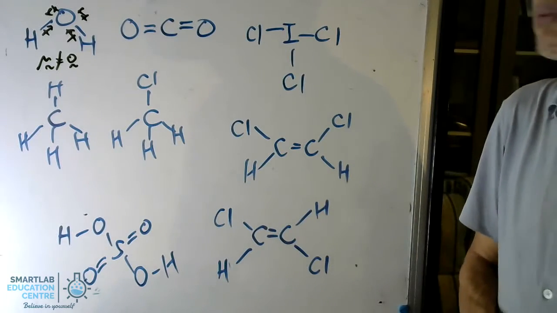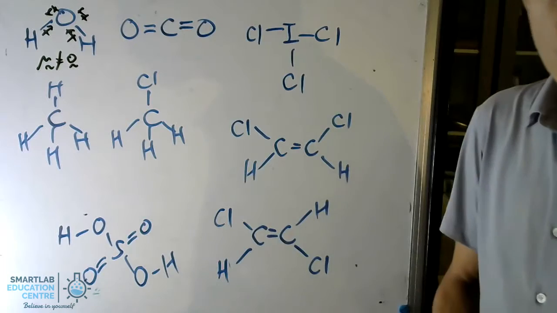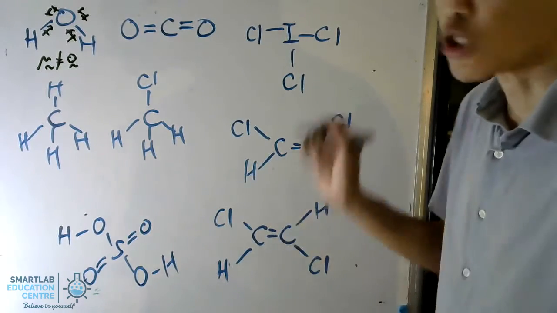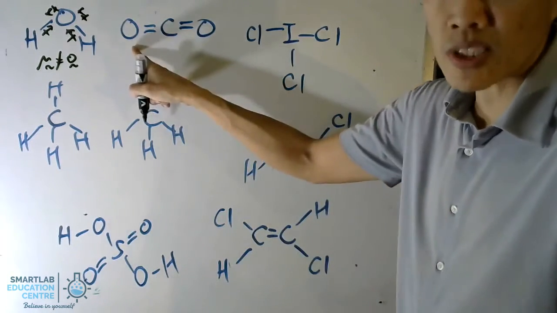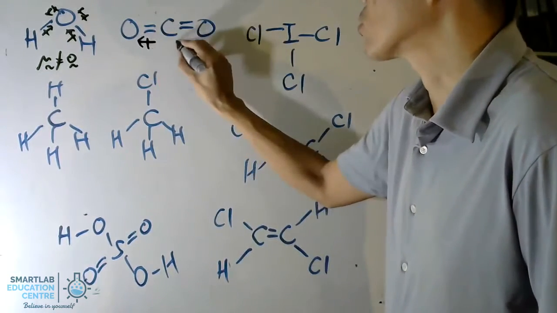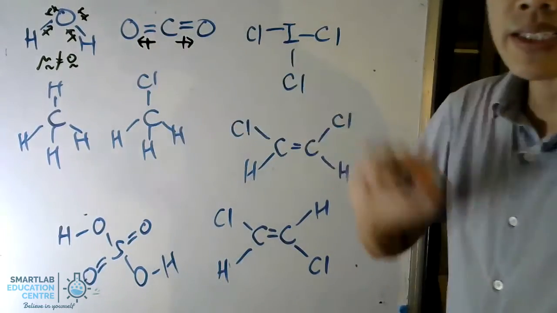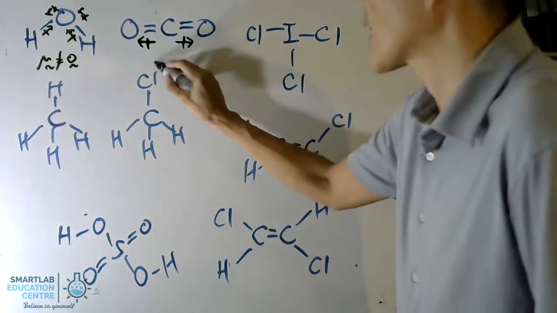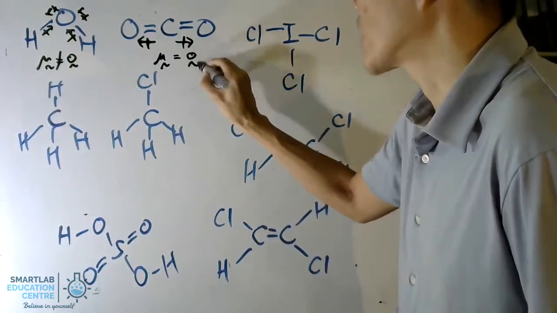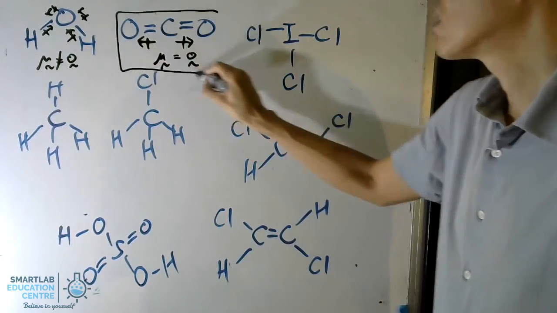Next, let's take a look at carbon dioxide. In the case of carbon dioxide, carbon has zero lone pairs and two bond pairs, so the shape is linear. Oxygen is more electronegative than carbon, so these are the two dipole moments being drawn. They are exactly equal and identical, therefore they cancel each other out. Hence, the dipole moment is zero, so this molecule is non-polar.